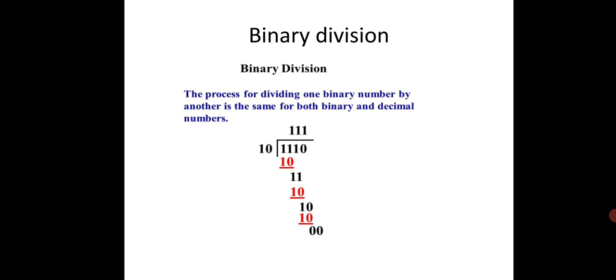The next is binary division. The process for dividing one binary number by another is the same for both binary and decimal numbers. So 1, 1, 1, 0 is divided by 10. So the remainder is 1. So again 10 divided by, you will carry that remainder down. So 10, remainder is 1.